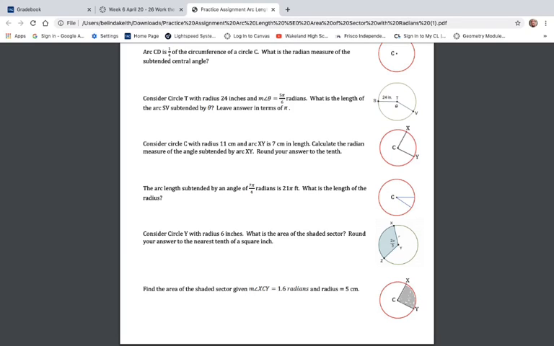Okay, on this next one, the arc length is subtended by an angle of 7 pi over 4. The length of that arc is 21 pi. All right, what is the length of the radius? So again, you're using this formula. You've been given the arc length, that's 21 pi. You're looking for the radius, and your angle is 7 pi over 4.